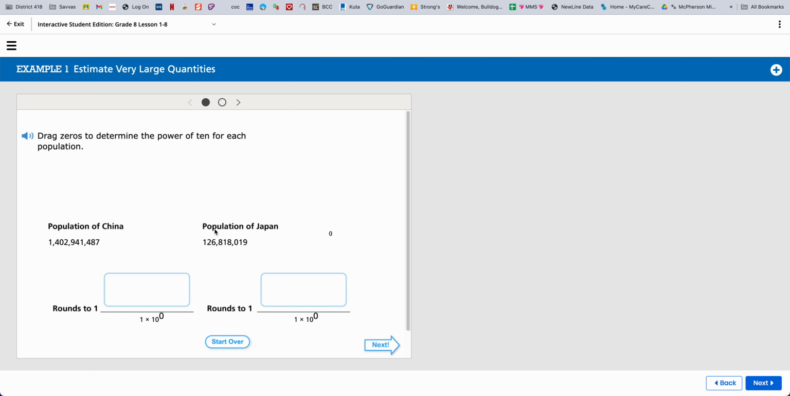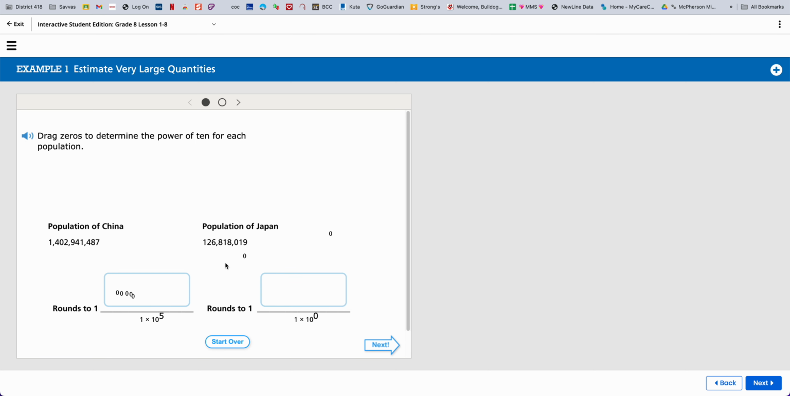Drag zeros to determine the power of 10 for each population. So what power of 10? We rounded the population of China to 1 billion. What power of 10 is that going to be? Danica. 9. Yeah, it's 10 to the 9th power. Okay, and we can do 1, 2, 3, 4, I don't know why they make us do this.